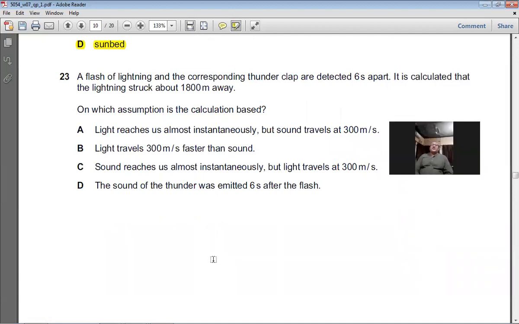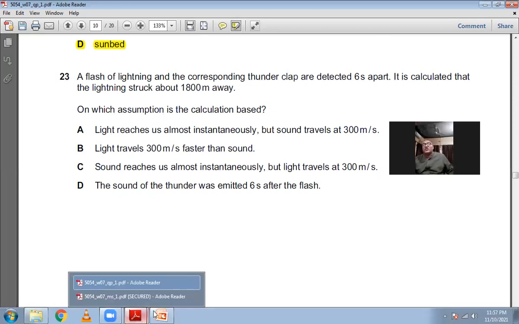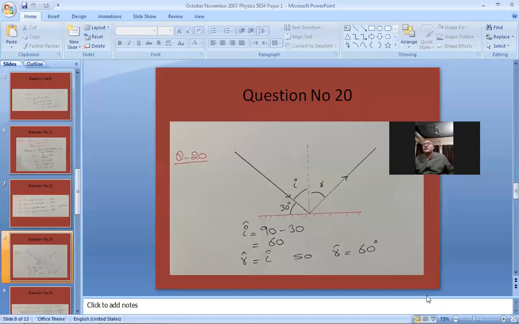A flash of lightning and the corresponding thunder clap are detected 6 seconds apart. It is calculated that the lightning struck about 1800 meters away. On which assumption is the calculation based? You see, they heard the thunder after 6 seconds and they think that the distance between the thunder and the observer is 1800 meters. So we can find the speed of the sound. Let me show you.